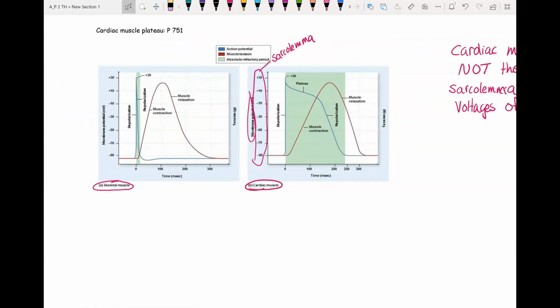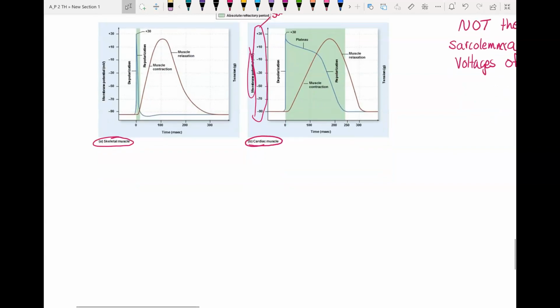Let's look at what they have in common. They both start with a resting membrane potential of about -90. So here we'll do what they both have in common. Resting membrane potential of -90 is where you start. Then sodium comes in, so you have depolarization, and you rise up to +30. Depolarization is the sodium in, and you rise to +30.